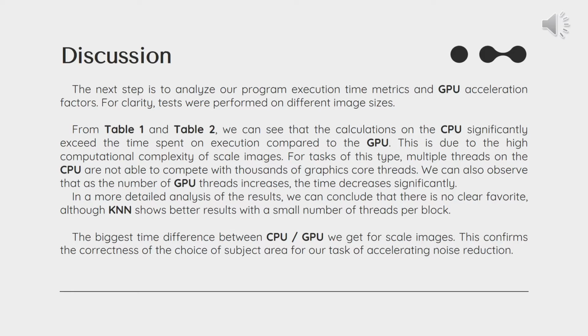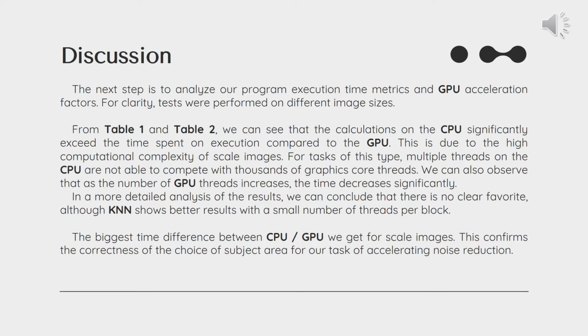Discussions. The next step is to analyze our program execution time metrics and GPU acceleration factors. For clarity, tests were performed on different image sizes. From Table 1 and Table 2, we can see that the calculation on the CPU significantly exceeds the time spent on execution compared to the GPU. This is due to the high computational complexity of large-scale images. For tasks of this type, multiple threads on the CPU are not able to compete with thousands of graphics core threads. We can also observe that as the number of GPU threads increases, the time decreases significantly.